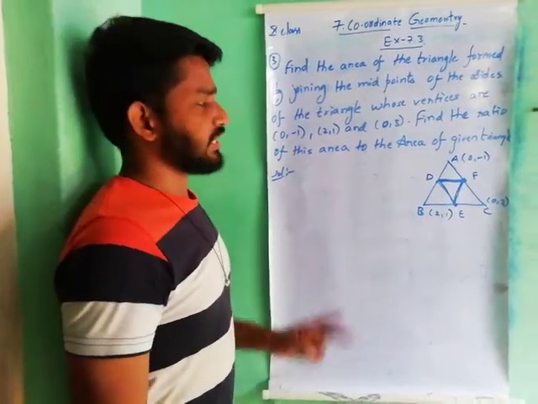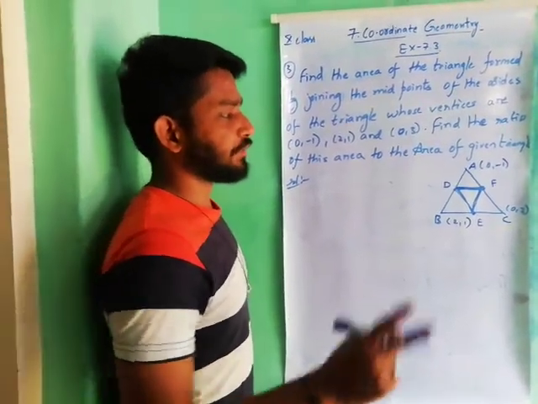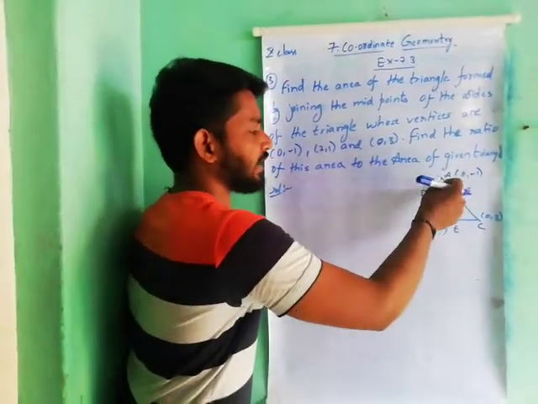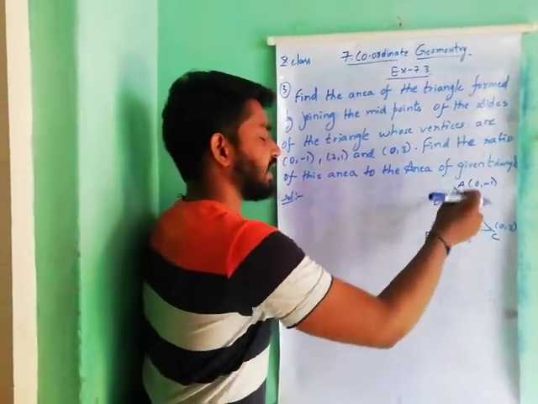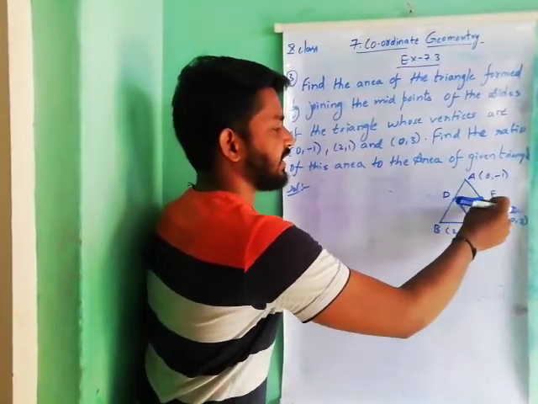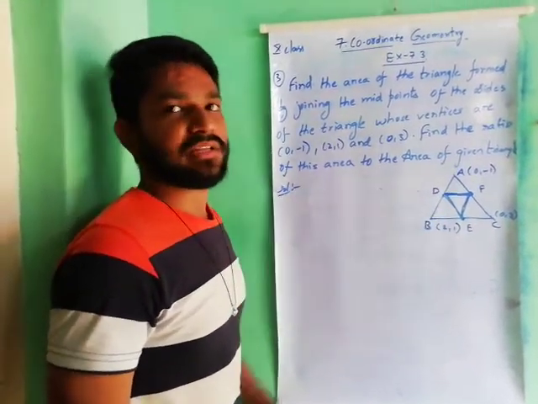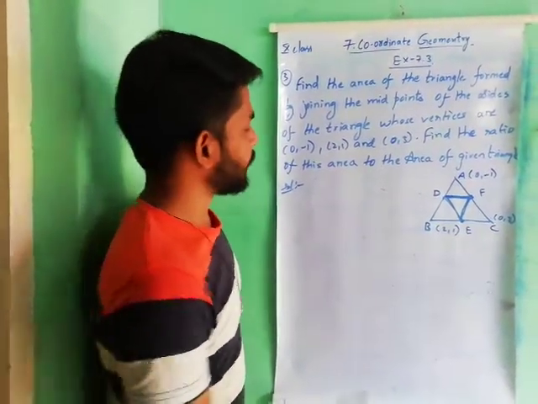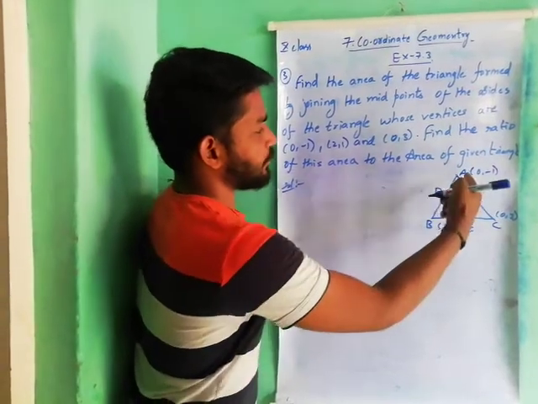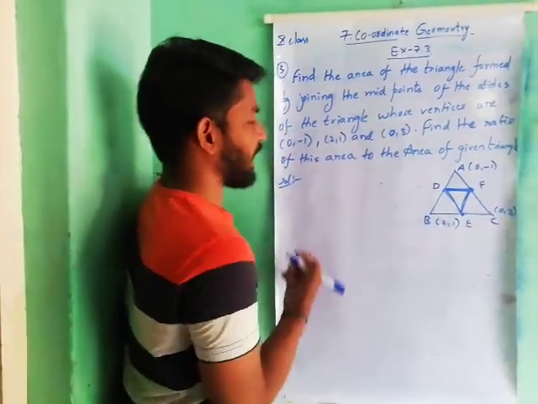Okay. So here we have to find out the areas of 2 triangles. Number 1 triangle is ABC and the second triangle is DEF. So we have to find out the 2 areas, find the ratio. Okay. So first we have to find out the area of triangle ABC.